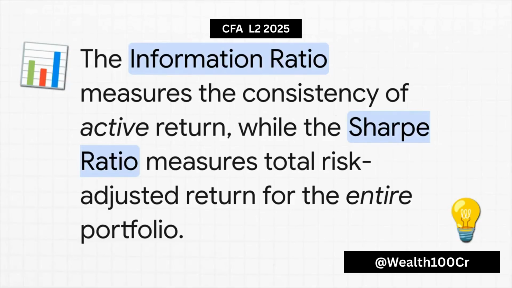And hey, here is a classic exam trap you absolutely need to avoid. Do not mix up the information ratio and the Sharpe ratio. The Sharpe ratio looks at the entire portfolio, its total return over the risk-free rate divided by its total risk. The information ratio, on the other hand, is laser-focused on just the active slice of the portfolio. It's all about measuring the consistency of your outperformance against a benchmark.